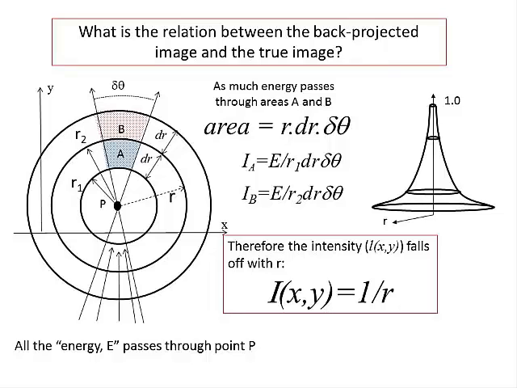The same energy passes into area B, which leads to an intensity proportional to the reciprocal of R2. Therefore, the intensity falls off with the reciprocal of the distance from the point in question. This obviously has radial symmetry and leads to a three-dimensional function shown on the right.